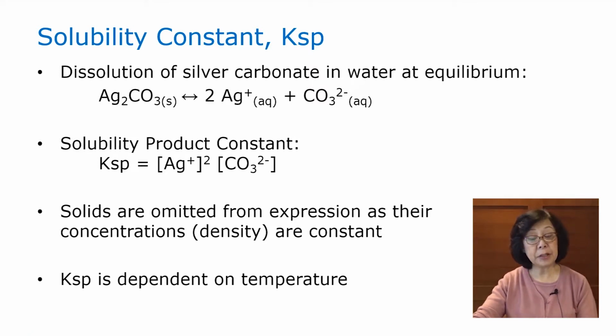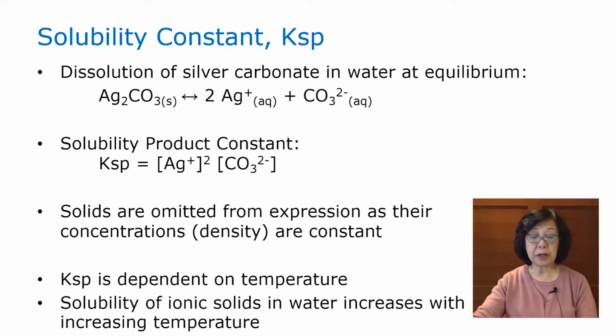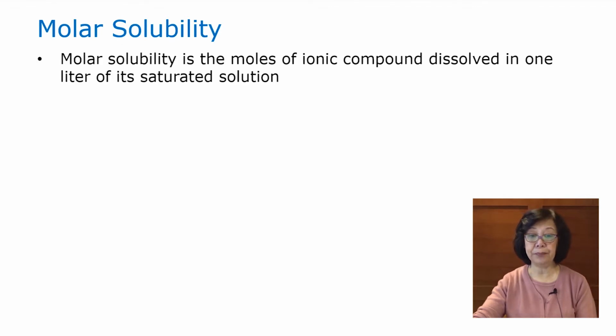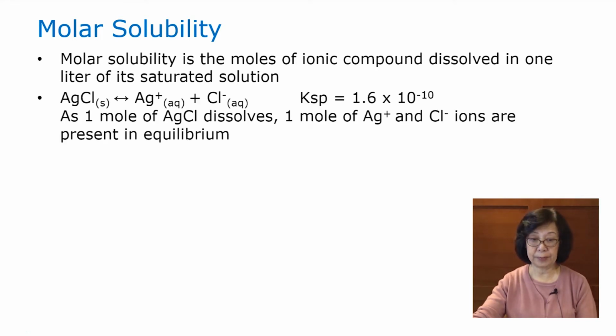KSP is dependent on temperature. When temperature increases, KSP value will also change and increase. Solubility of ionic solid in water increases with increasing temperature. Now here's a term we need to understand, molar solubility. It means how many moles of the ionic compound are dissolved in 1 liter of the saturated solution.